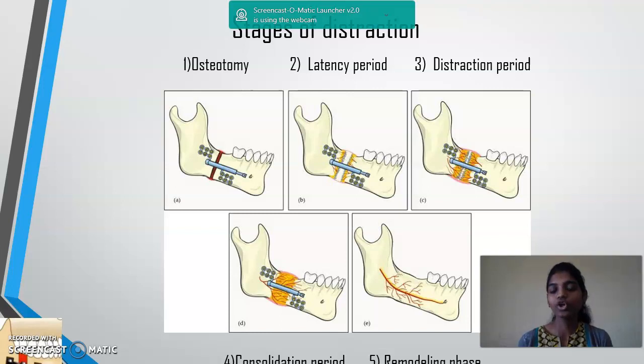This is followed by the distraction period, where slow distraction between the osteotomized segments is done at 0.5 to 1 mm per day, during which both hard tissue and soft tissue form. New cells are generated in this distraction period.